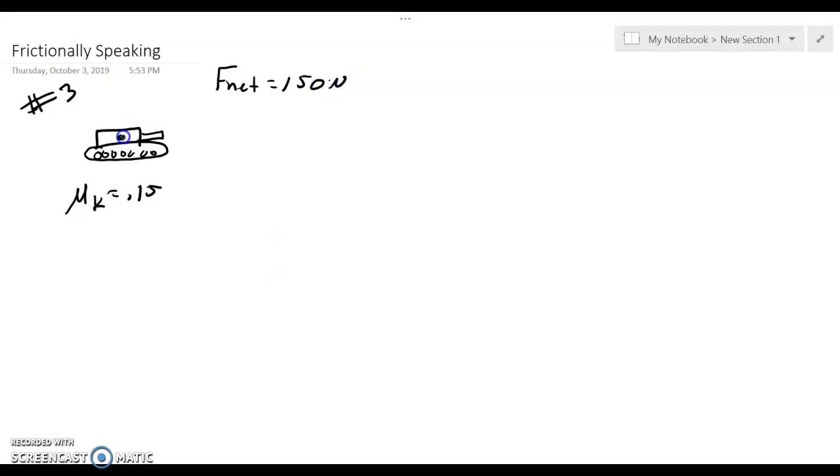So let's draw our force diagram. We have an applied force, normal force, force of gravity, kinetic friction. The first part of this question asks, what is the mass and the acceleration of the tank?